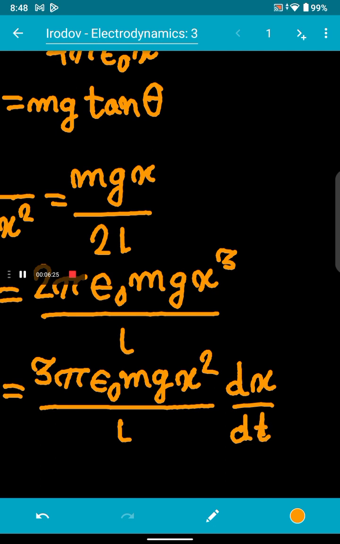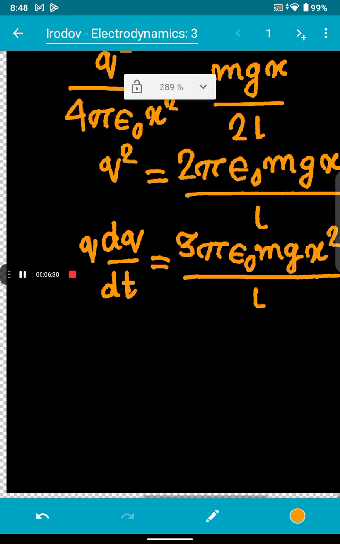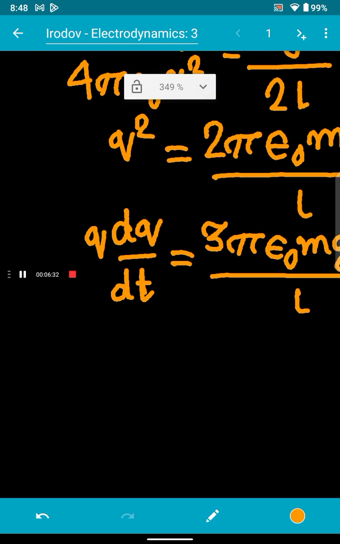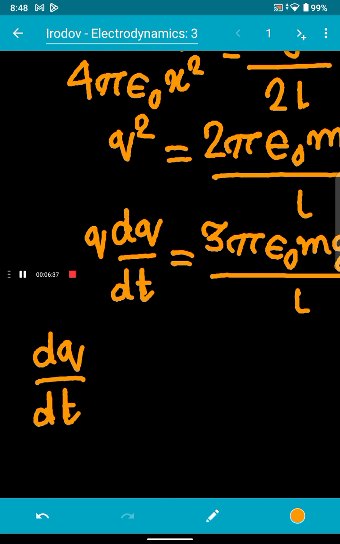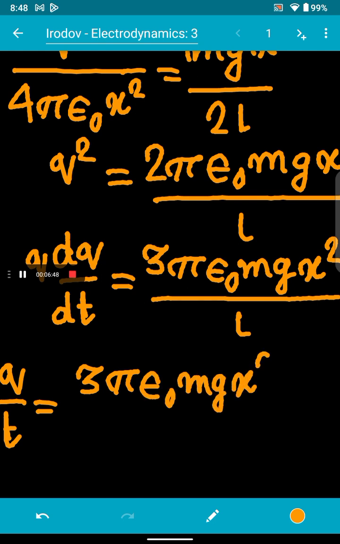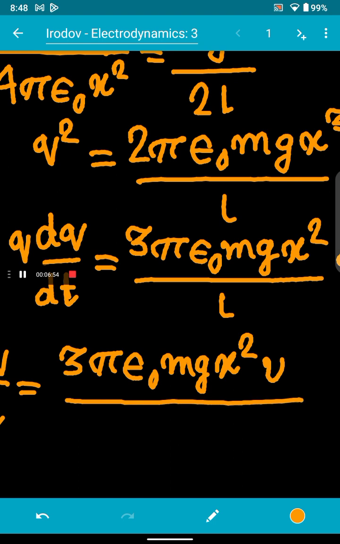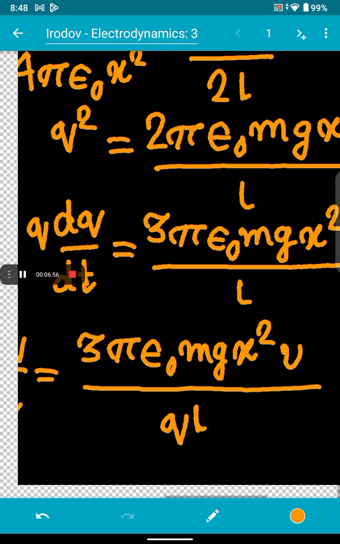Okay, and now what is dx by dt? Now we want dq by dt, and this is basically the rate at which the charge leaks off the spheres. So dq by dt, you just take the charge over that side, 3 pi epsilon naught mg x square, and this is basically our v, dx by dt, that is our v, the velocity of approach, and under it will be ql.